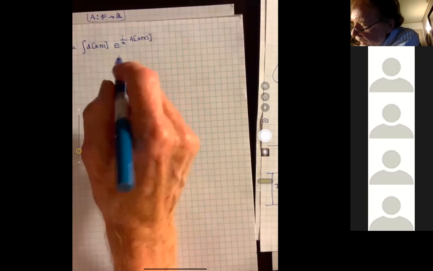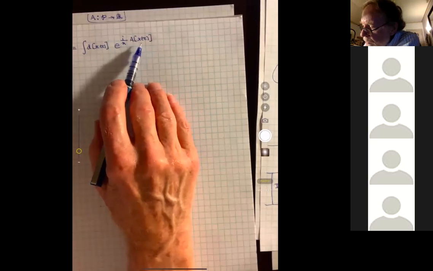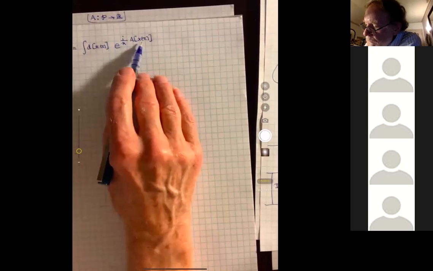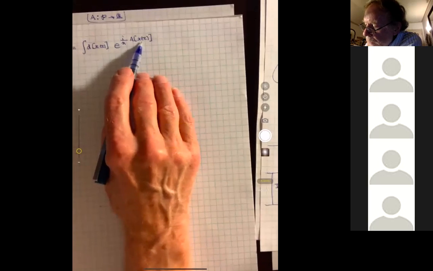Now, based on what we've said, this is dominated by the critical points of the variable of integration, which is the critical points of the exponent. But those, in fact, are the classical paths.